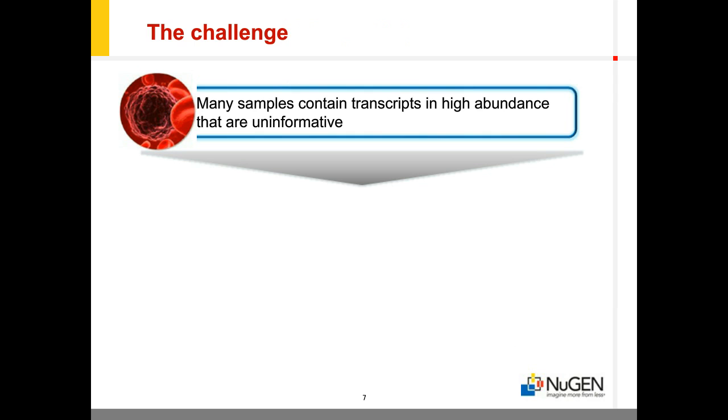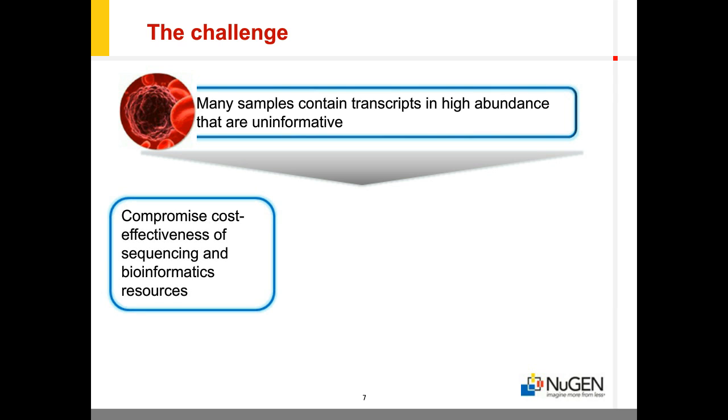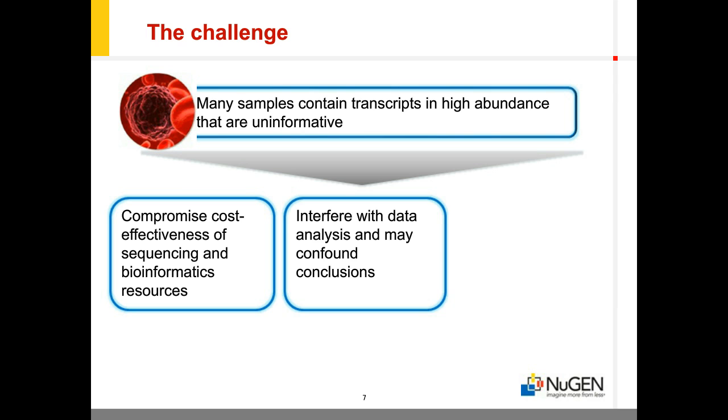RNA-Seq, however, still presents some challenges. One challenge is the presence of highly abundant, uninformative reads, such as ribosomal RNA or other highly expressed transcripts, such as globin, actin, housekeeping genes, etc. The presence of these uninformative sequences increases the cost of sequencing and data analysis. Uninformative reads can also interfere with data analysis by reducing useful information and introducing bias.